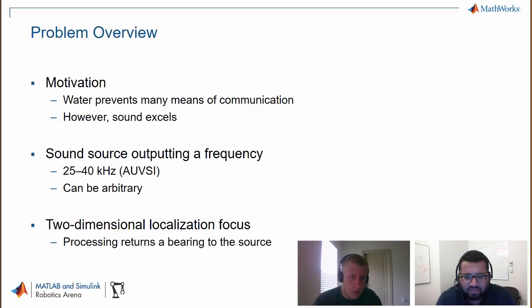So for the AUVSI competitions, what you're tasked with is finding the location of a sound source underwater. And that would be between 25 and 40 kilohertz for AUVSI, but this could really be anything. And what we're going to talk about today is just finding the direction that sound source came from. So it's a 2D solution to the problem. You'll get an angle to the sound source relative to the array you're using to look for that sound source.